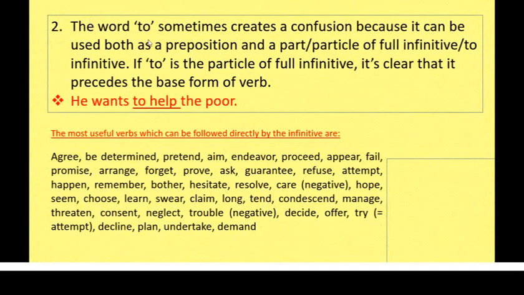The word to sometimes creates a confusion because it can be used both as a preposition and a part or particle of full infinitive or to infinitive. If to is the particle of full infinitive, it is clear that it precedes the base form of verb. You can find an example here. He wants to help the poor.